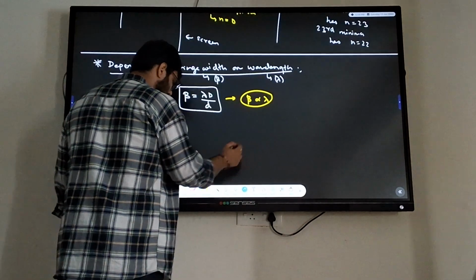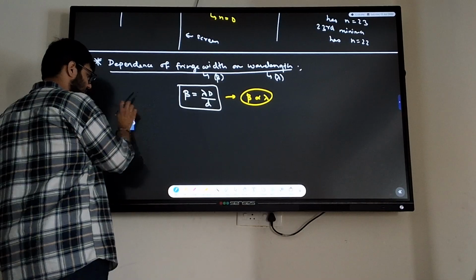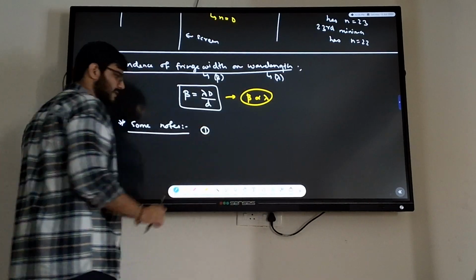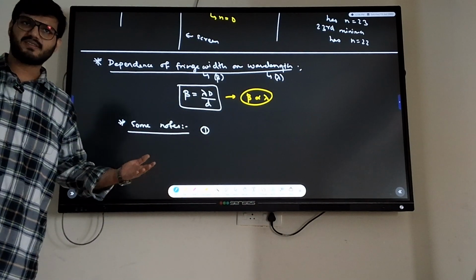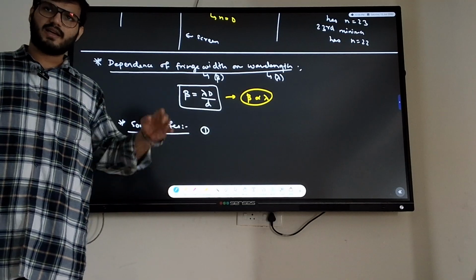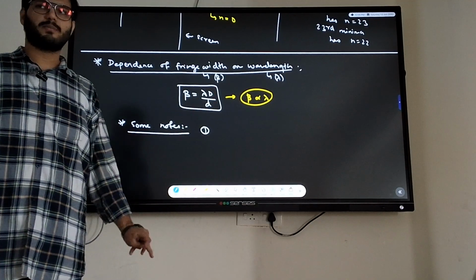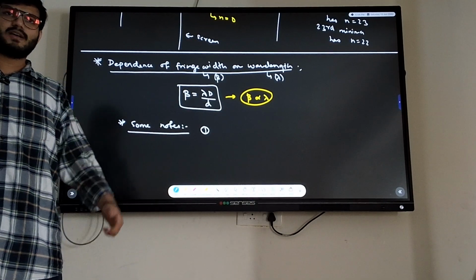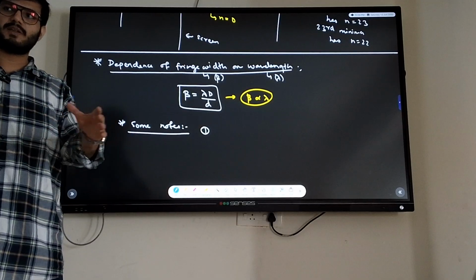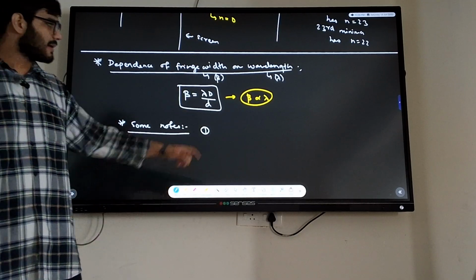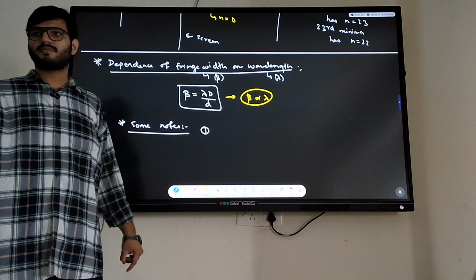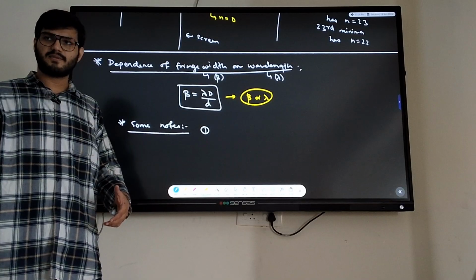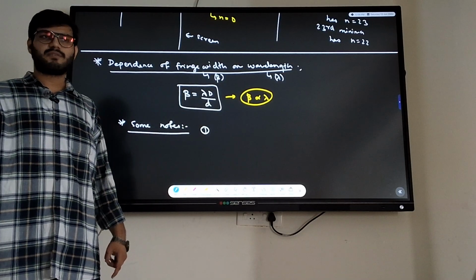Let's say in notes, some notes, and the first one will be, what if I do this interference experiment in air, and I get some results, I get a beta, let's call it beta naught, for wavelength lambda naught. But now I do the same experiment where I immerse my apparatus in some liquid of refractive index mu. What will happen to my wavelength? It will decrease by what factor?